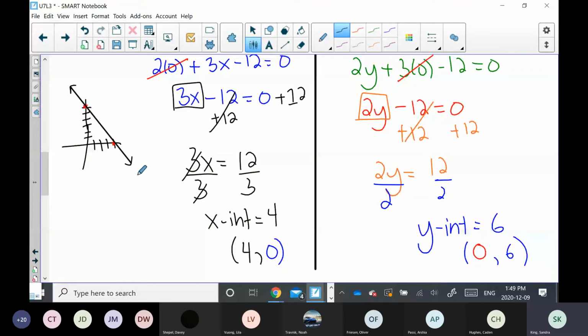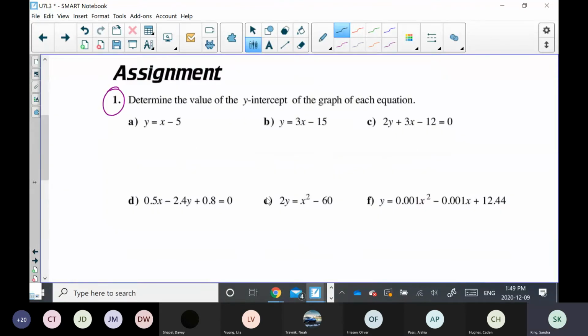So now I'm going to give you your homework. Okay, so determine the value of the y-intercept. Okay, so what I want you to do is I want you to circle number 1, but I want you to cross out these 2. Because I won't give you guys quadratics.